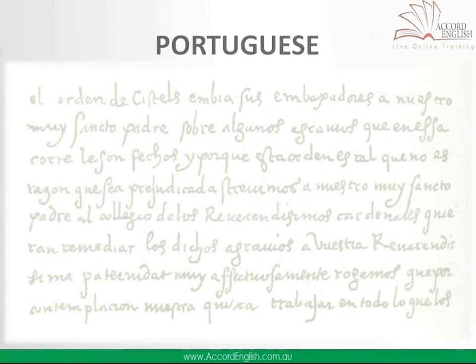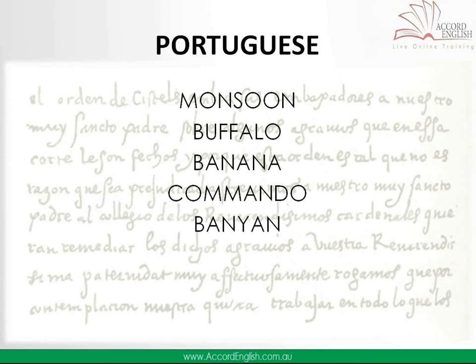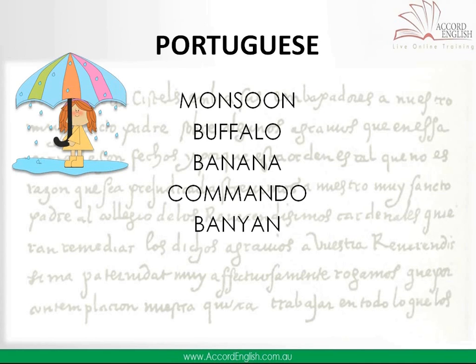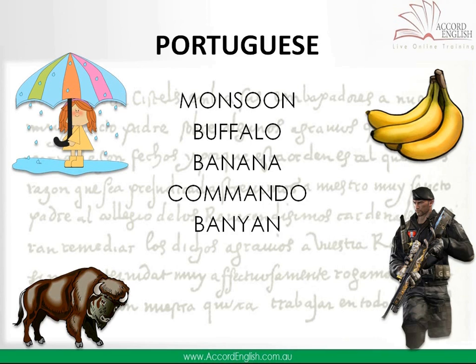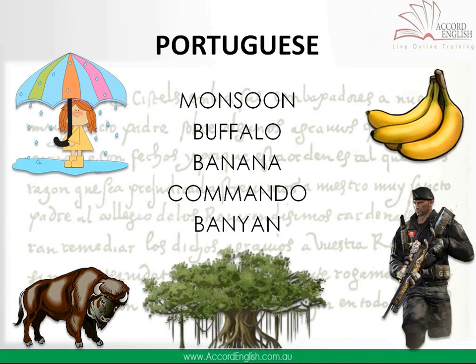So next we have Portuguese, which is also one of the significant languages of Europe and has had good influence in English. Some of the words that have been used from Portuguese in English are monsoon, which means the rainy season, buffalo, which is an animal, banana, that's a fruit, commando, which is another name for an army personnel, and banyan, which is a big tree native to Asia. Portuguese is somewhat like Spanish and has the same pattern of usage in English as with words that are taken from these languages.